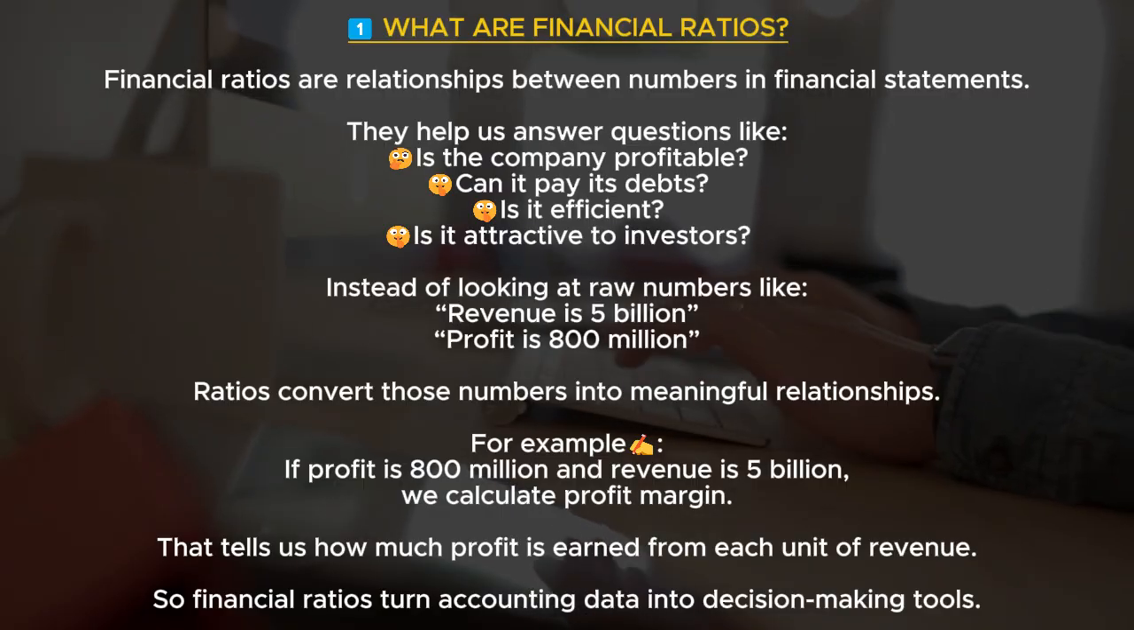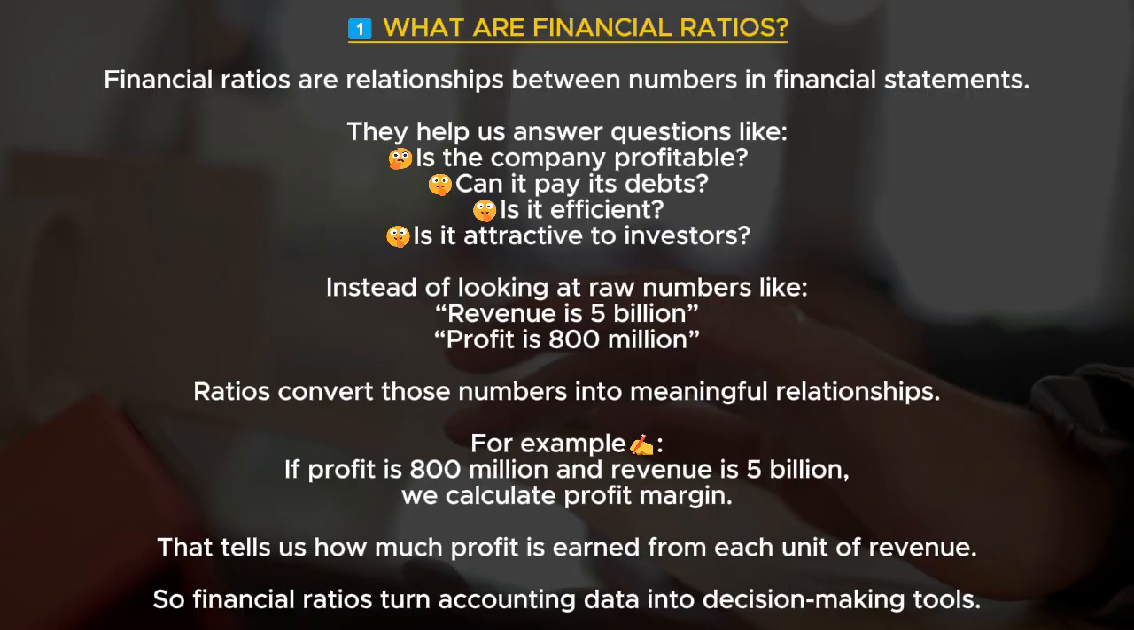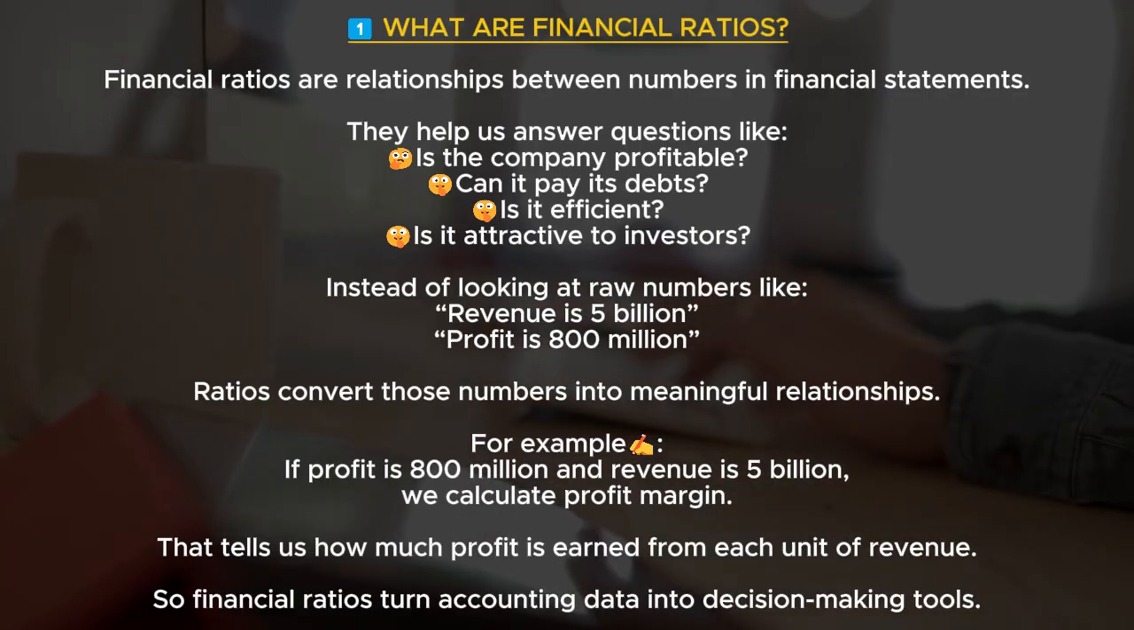Instead of looking at raw numbers like, revenue is 5 billion, profit is 800 million, ratios convert those numbers into meaningful relationships. For example, if profit is 800 million and revenue is 5 billion, we calculate profit margin. That tells us how much profit is earned from each unit of revenue. So financial ratios turn accounting data into decision-making tools.